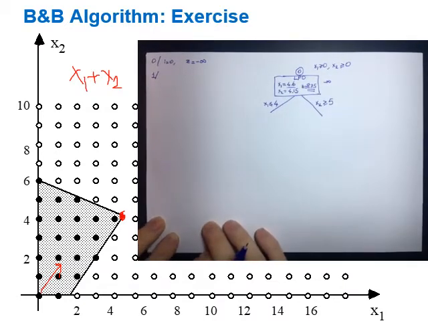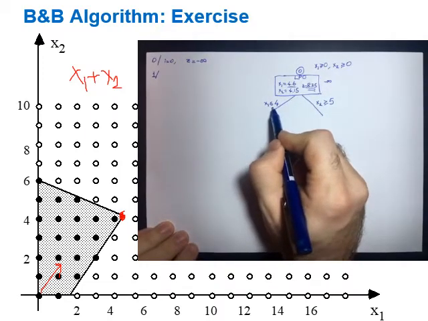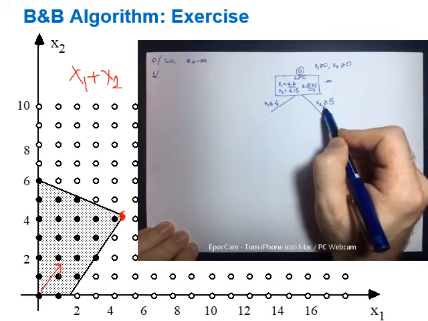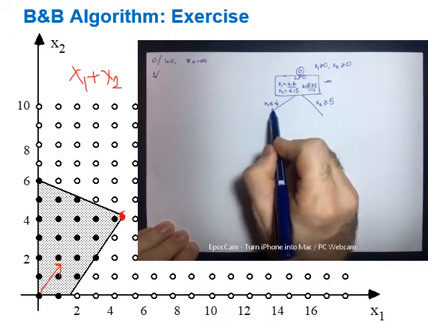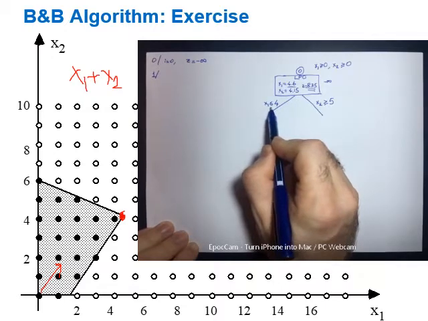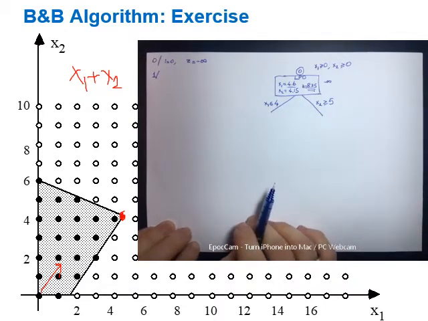Sometimes some students make this mistake and say that on this side x1 is less than or equal to 4, and on the other side they write x2 is greater than or equal to something. No, this branching is done on the same variable. If it's x1 here, then it should be x1 here as well. Okay, so this is the branching procedure.